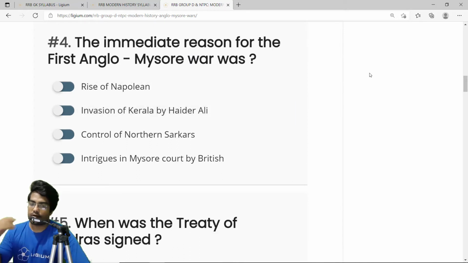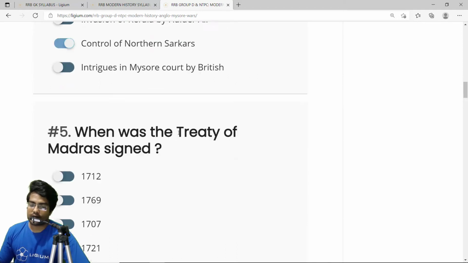The immediate reason for the first Anglo-Mysore War was that both the English as well as the Mysore kingdom wanted some parts of the Northern Sarkars. The Northern Sarkars is a part of Telangana, Hyderabad as well as some parts of Orissa. So the correct answer is control of the Northern Sarkars.